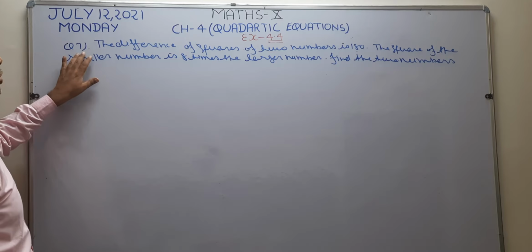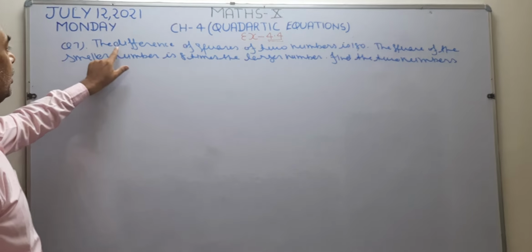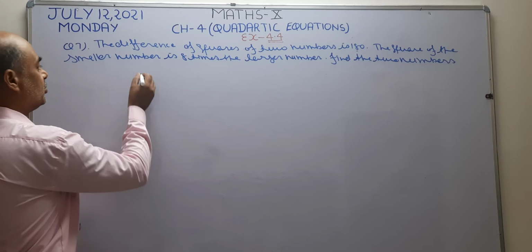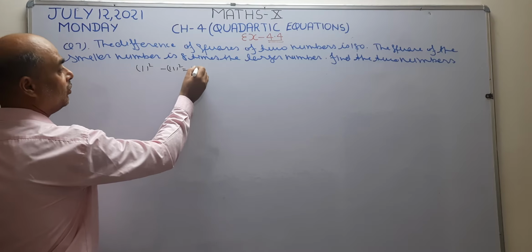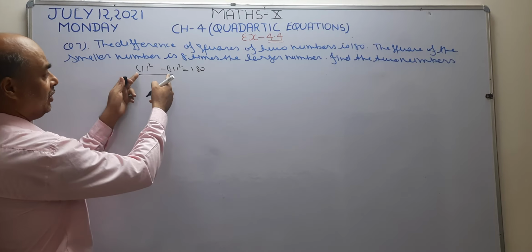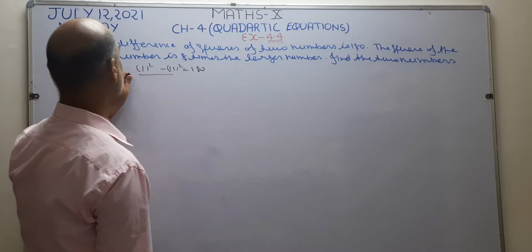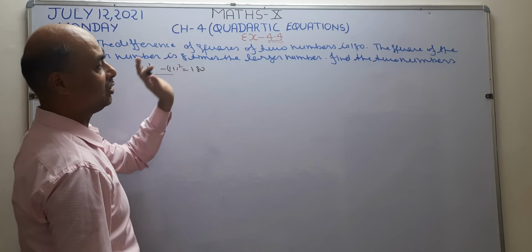Now I want to solve question number 7 of Exercise 4.4. I am going to read the statement first. The difference between the squares of two numbers means two numbers are given. The difference of their squares is 180. Okay, 180 is given. The square of the smaller number is 8 times the larger number. It means one of them is smaller, another is larger.